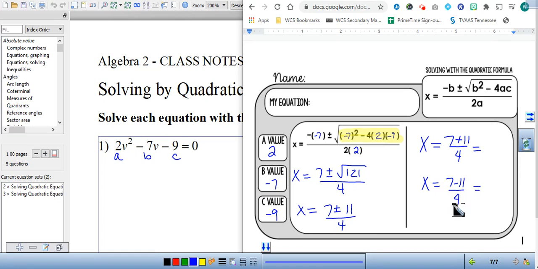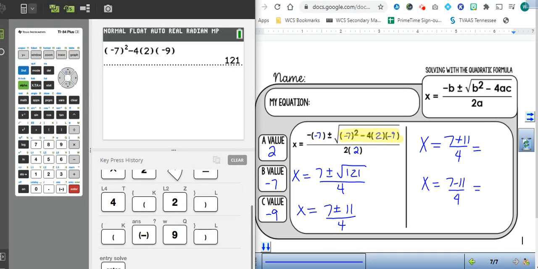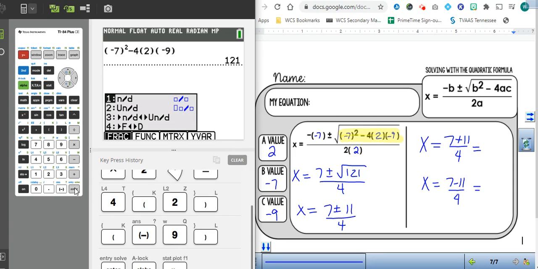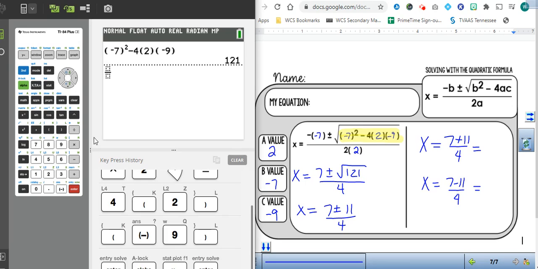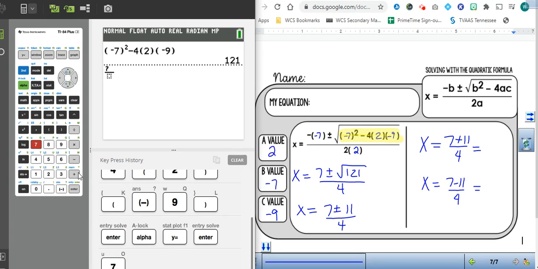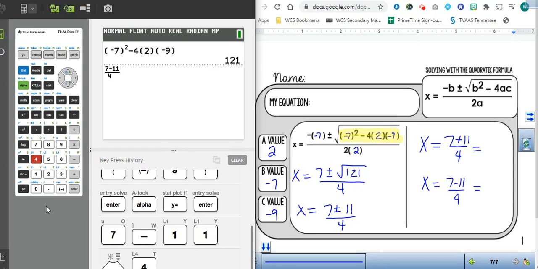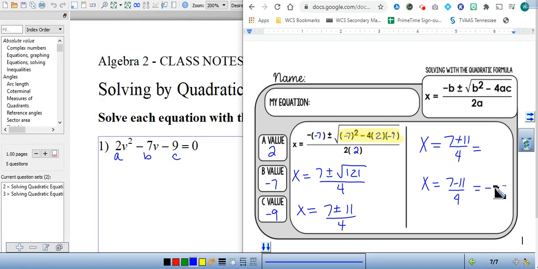Now again, you can use your calculator to do this also. And I want to show you something. If you ever need to put a fraction into your calculator, if you do alpha y equals enter, you're going to get a fraction bar that comes up. You can put 7 minus 11 on the top, and you can put 4 in the denominator. Here's the advantage to actually putting the fraction bar in your calculator. Oops, I did the second one. 7 minus 11 over 4 does give me -1.